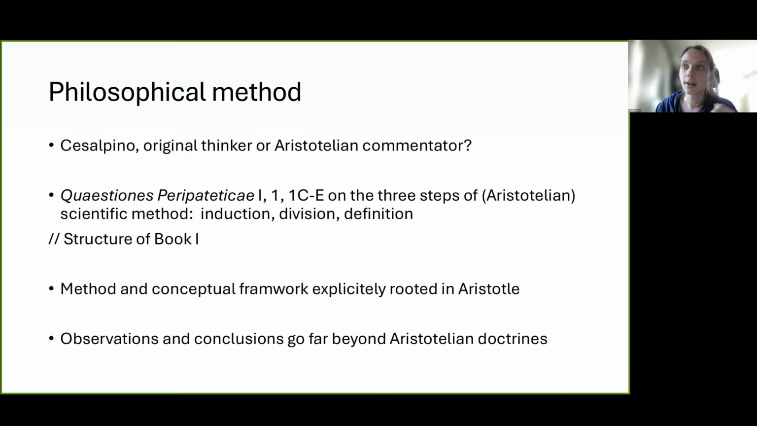For example, Cesalpino admitted the possibility of a very basic perception in plants, which is contrary to the logic of Aristotle's doctrine of psychic faculties as it can be found in the De Anima. In other words, Cesalpino was neither slavishly following Aristotelian tradition nor willing to break with it in any way, at least not explicitly. On the contrary, he was very careful to use what he took to be Aristotle's methods, even to the point of reaching conclusions different from what was commonly admitted in the Aristotelian tradition.